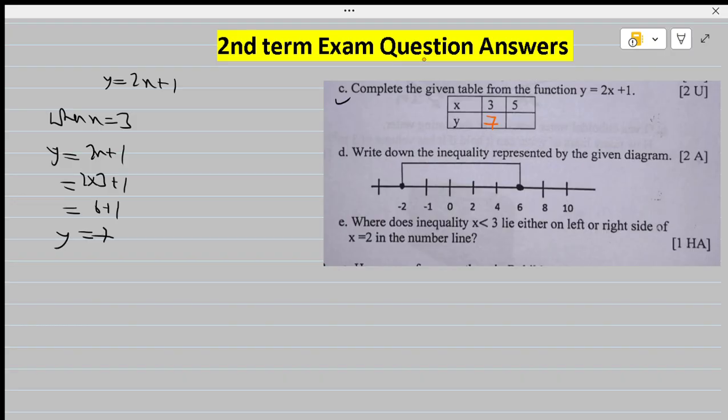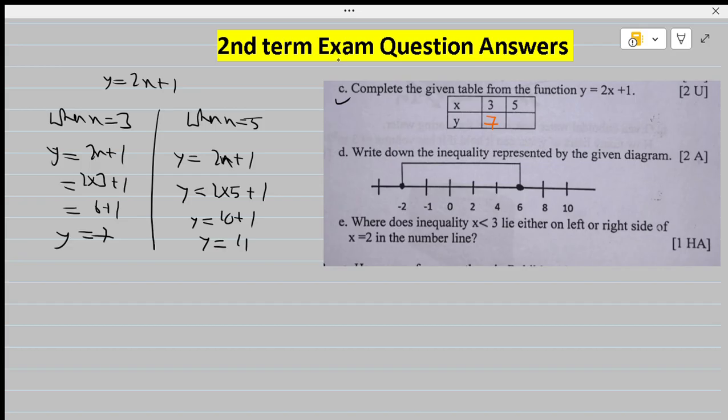This goes below the 3. Next, when x is 5, y equals 2x plus 1, so y equals 2 into 5 plus 1, so y equals 10 plus 1, which gives y equals 11. So when x is 5, y is 11, and in the box of y we keep 11. So that was number C. Now number D.